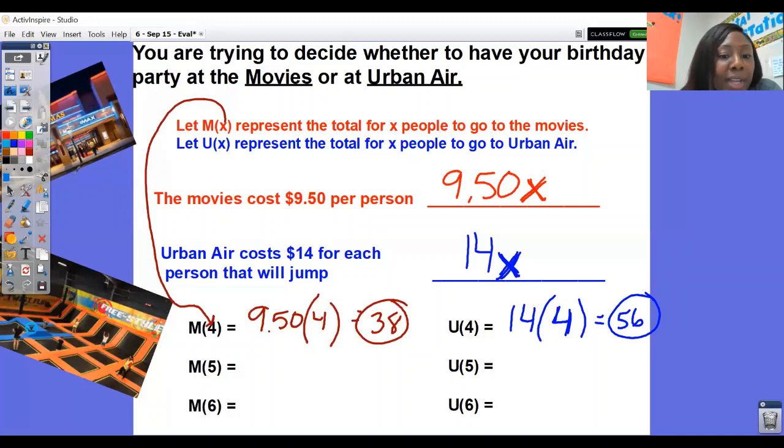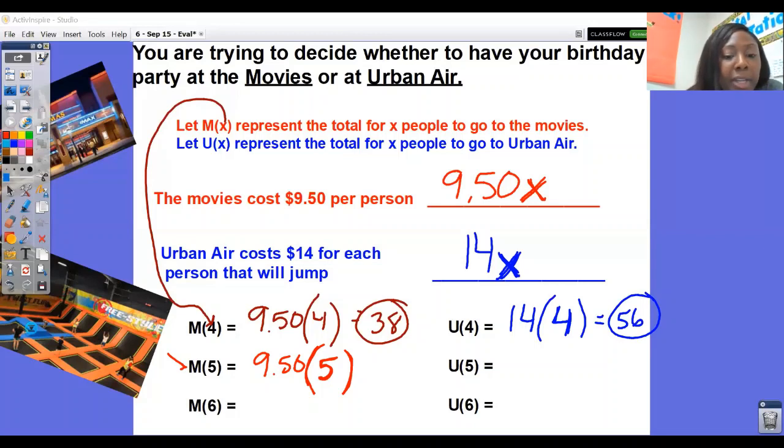All right, so the next one, let's just do the next one here and then we'll finish up the video. Maybe we'll have you answer the last 2. All right, so once again, I'm going back to using the movies equation for this one because it says M of 5. That means for my movie equation, it's 9.50, plug in the X. So this time I'm plugging in a 5.